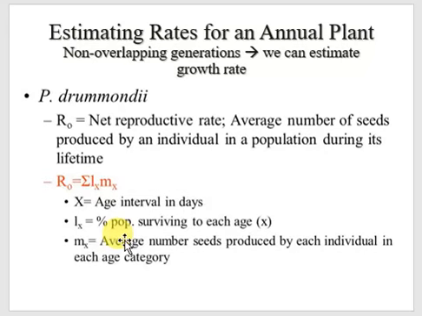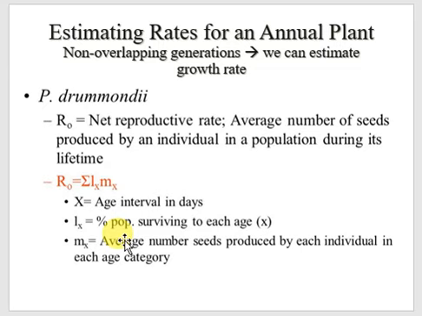Now, when we're using this information to generate the net reproductive rate, the net reproductive rate represents the average number of seeds produced by an individual in a population during its lifetime. Again, seeds are representative of the offspring of this plant species.